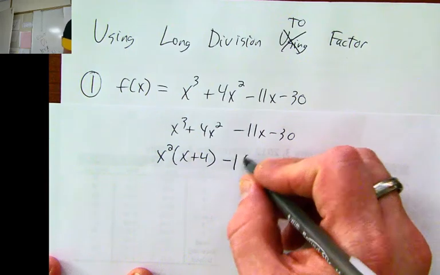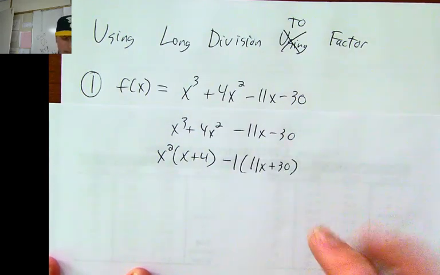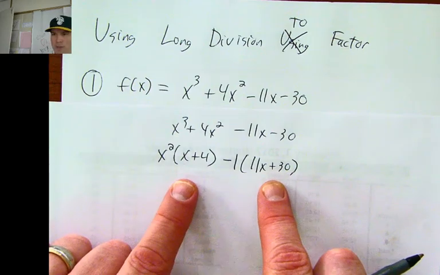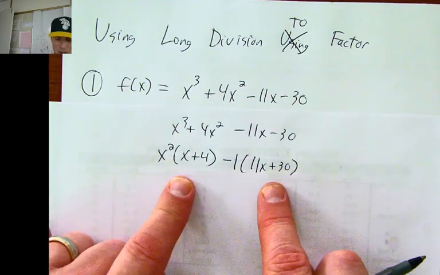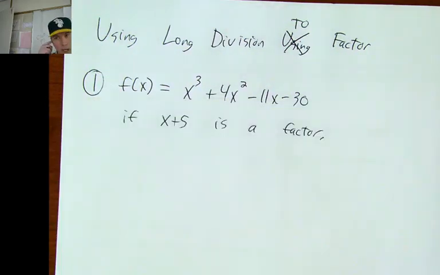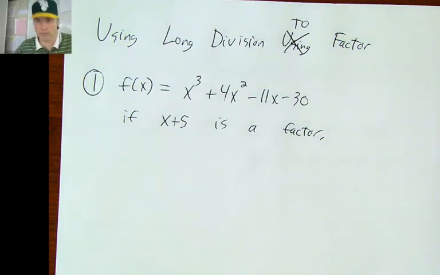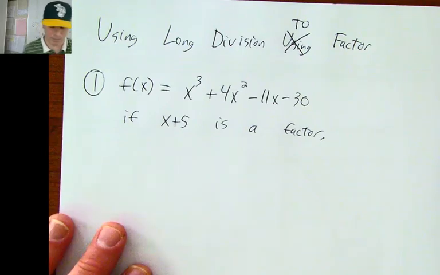And so I factor out a negative 1. That would give me 11x plus 30. These parentheses don't match. I have not made a mistake, so it's not factorable using factoring by grouping. But we do know that x plus 5 is a factor, so we're going to use long division to factor this. So here we go.